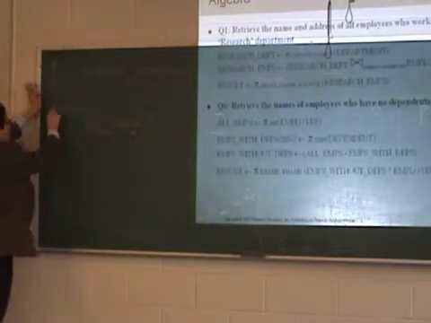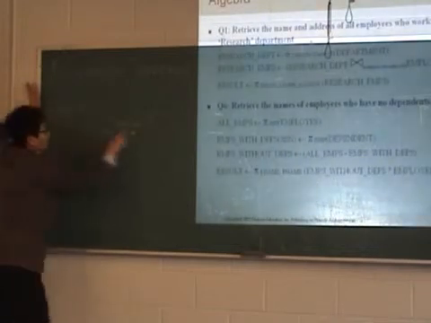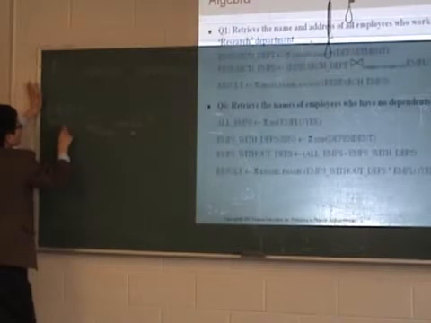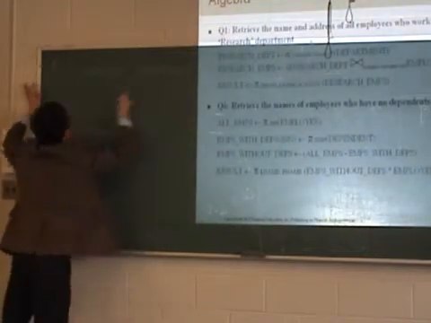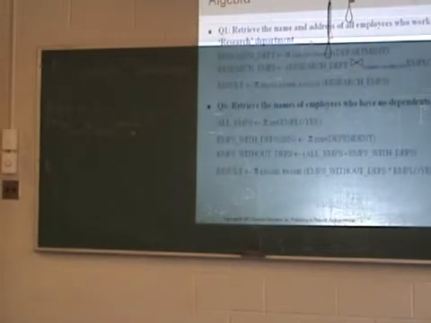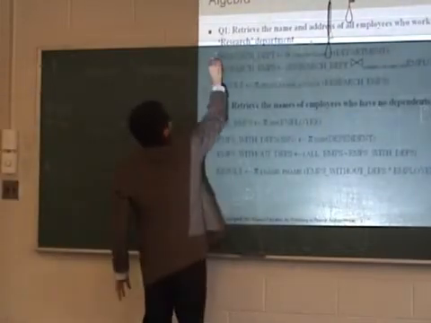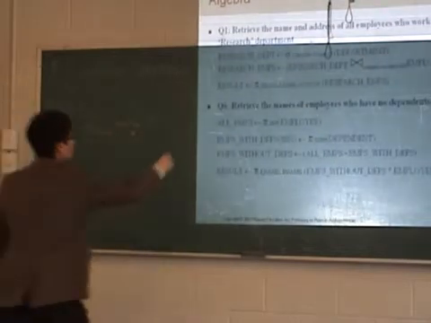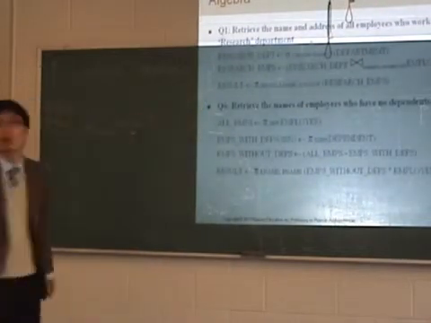Then the last thing is we need only name and address. This is the final answer of the relational algebra expression. So sometimes you can separate the relational expression operation by operation. This is the same as this one.